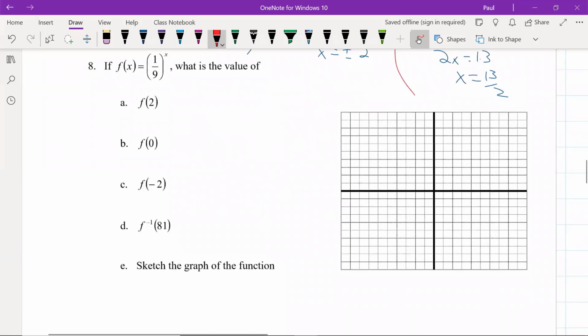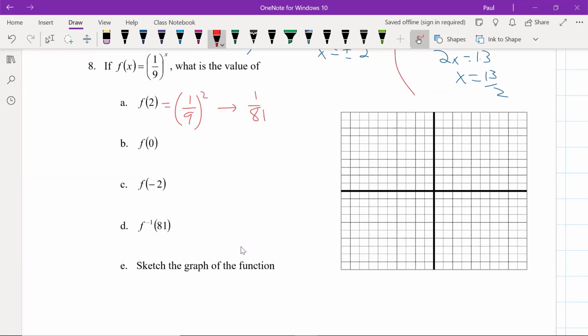Let's divide number 8 up into pieces. Anybody at home want to do 8A? Winter, you want 8A? Sure. Here, so just plug in for x. Yeah, just plug in 2 for your power. So 1 squared is 1, but 9 squared is 81, so it's 1 over 81.